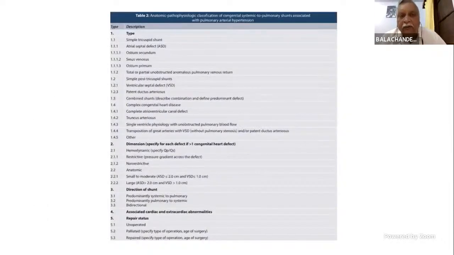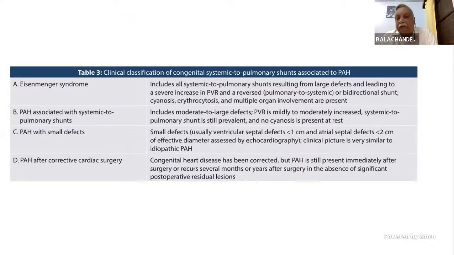And these are some of the slides which I've taken, I think, from the Postgraduate Essentials, which is a very good book, and you can read that also: the anatomic pathophysiological classification of pulmonary arterial hypertension. Next slide. The clinical classification is of congenital systemic to pulmonary shunts associated with PH. You have Eisenmenger's syndrome, PH associated with systemic to pulmonary shunts, pulmonary arterial hypertension with small defects, and pulmonary arterial hypertension after corrective surgery. This sort of clinical classification is necessary based on history and examination. Next slide.